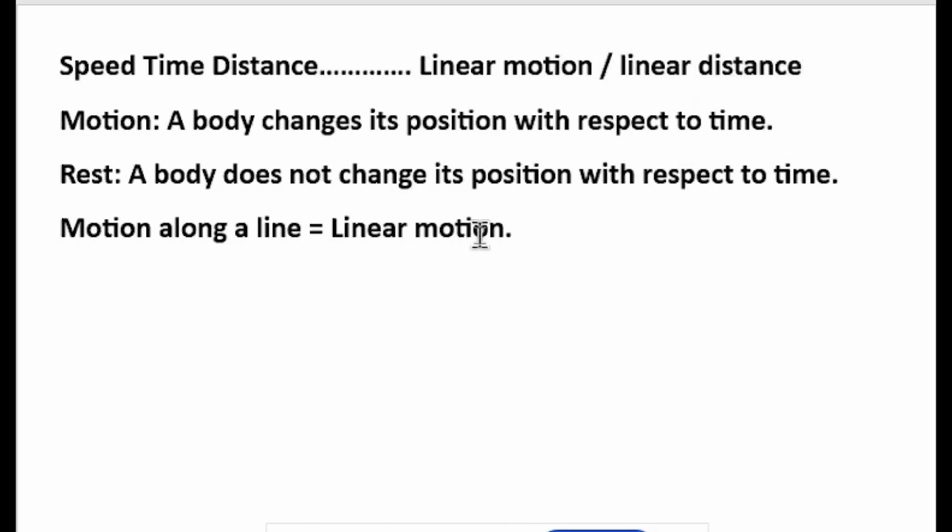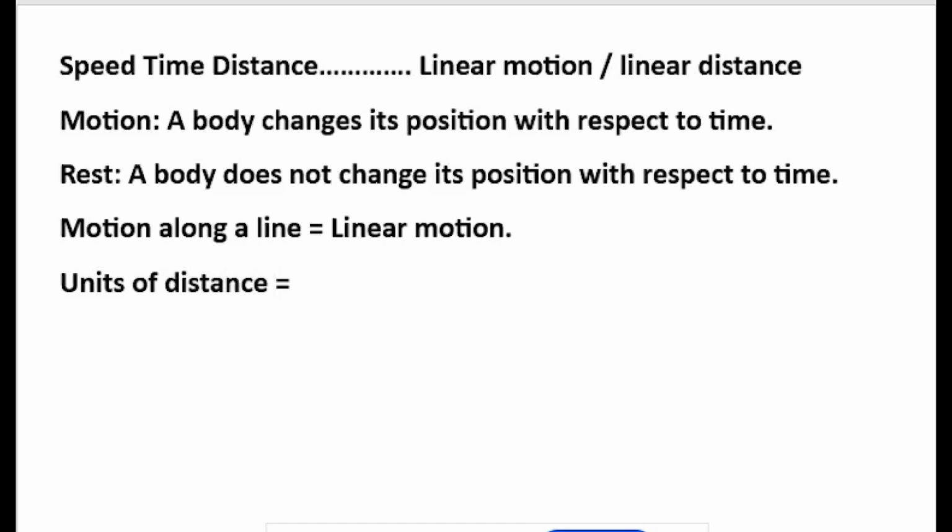Linear motion and linear distance. So, first then, before we come to speed, how do you measure a distance? Like weight you measure in kgf or newtons, force you measure in newtons, mass you measure in kilograms. How do you measure a distance?